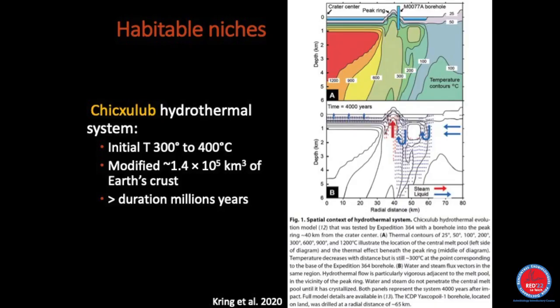Obviously modeling, but also measuring and dating the alteration ages or different alteration sequences, is showing us the duration of the hydrothermal system for the large impact craters like Chicxulub, or a couple of hundreds of kilometers across, can be millions of years, which is very significant. Maybe not for Earth. Again, we have a lot of other nice places to live for microbes due to plate tectonics, but definitely extremely important for Mars.